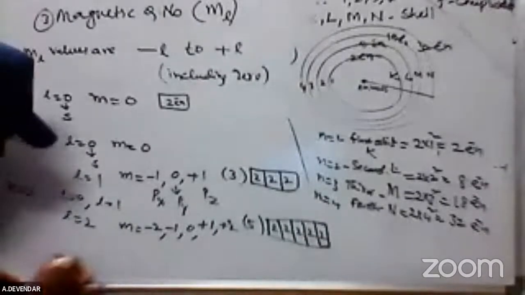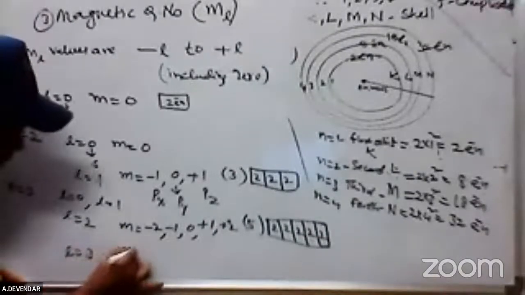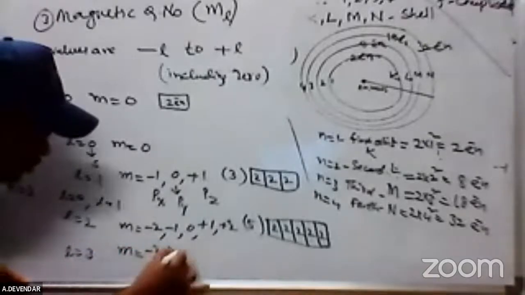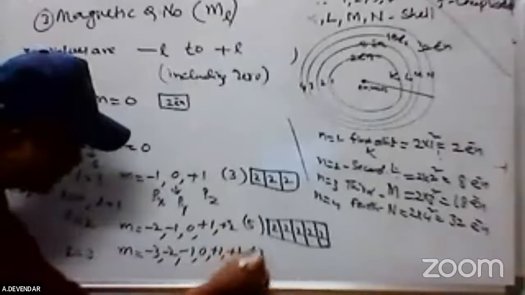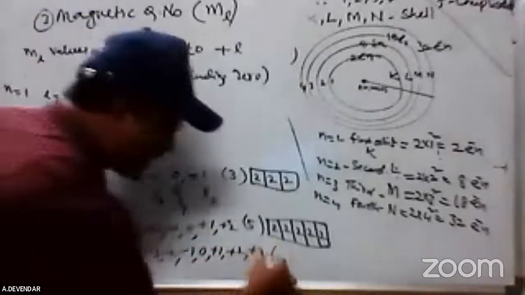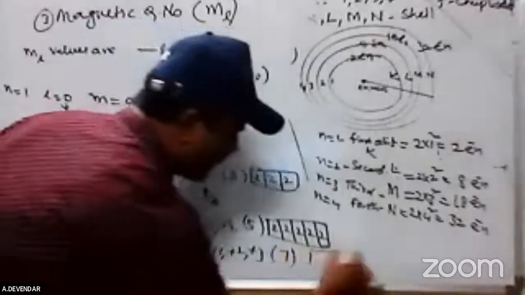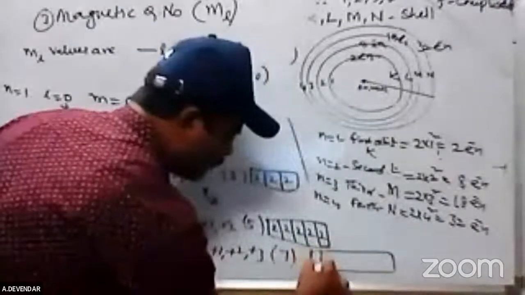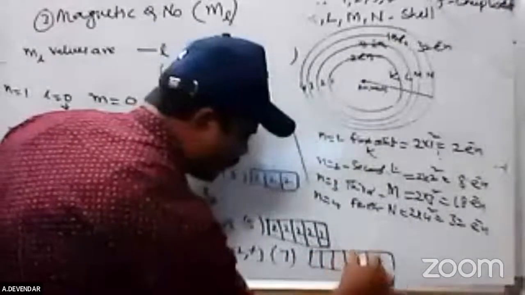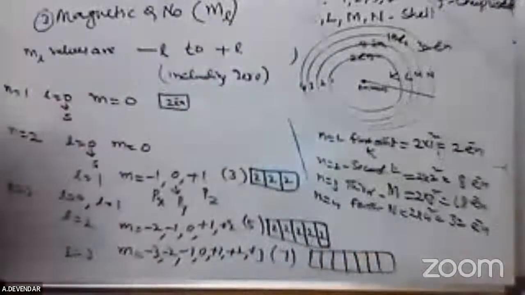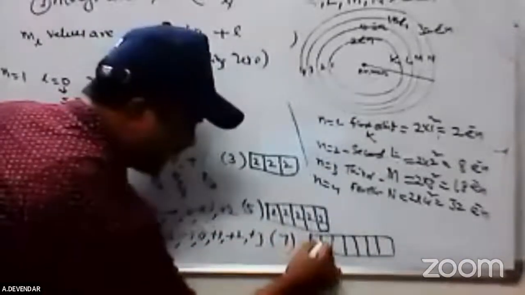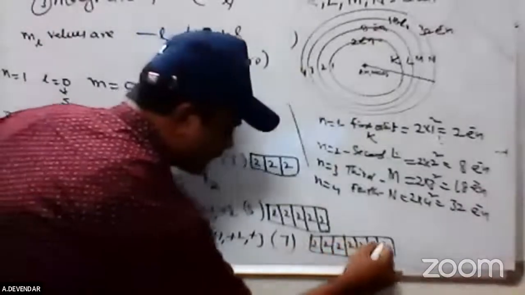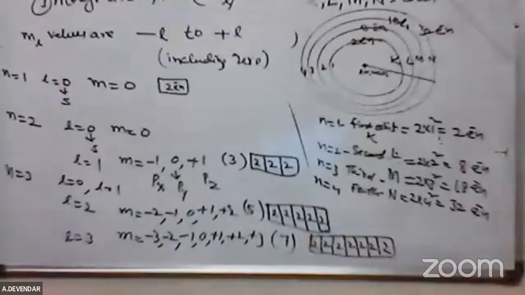Like that, suppose L is equal to 3. M values are minus 3, minus 2, minus 1, 0, plus 1, plus 2, plus 3. How many are there? 7 orbitals are there. The f orbital has 7 orbitals: 1, 2, 3, 4, 5, 6, 7. These are the 7 orbitals present in the f. That means 2 each, it can accommodate 14 electrons. Okay, friends, so 14 electrons.